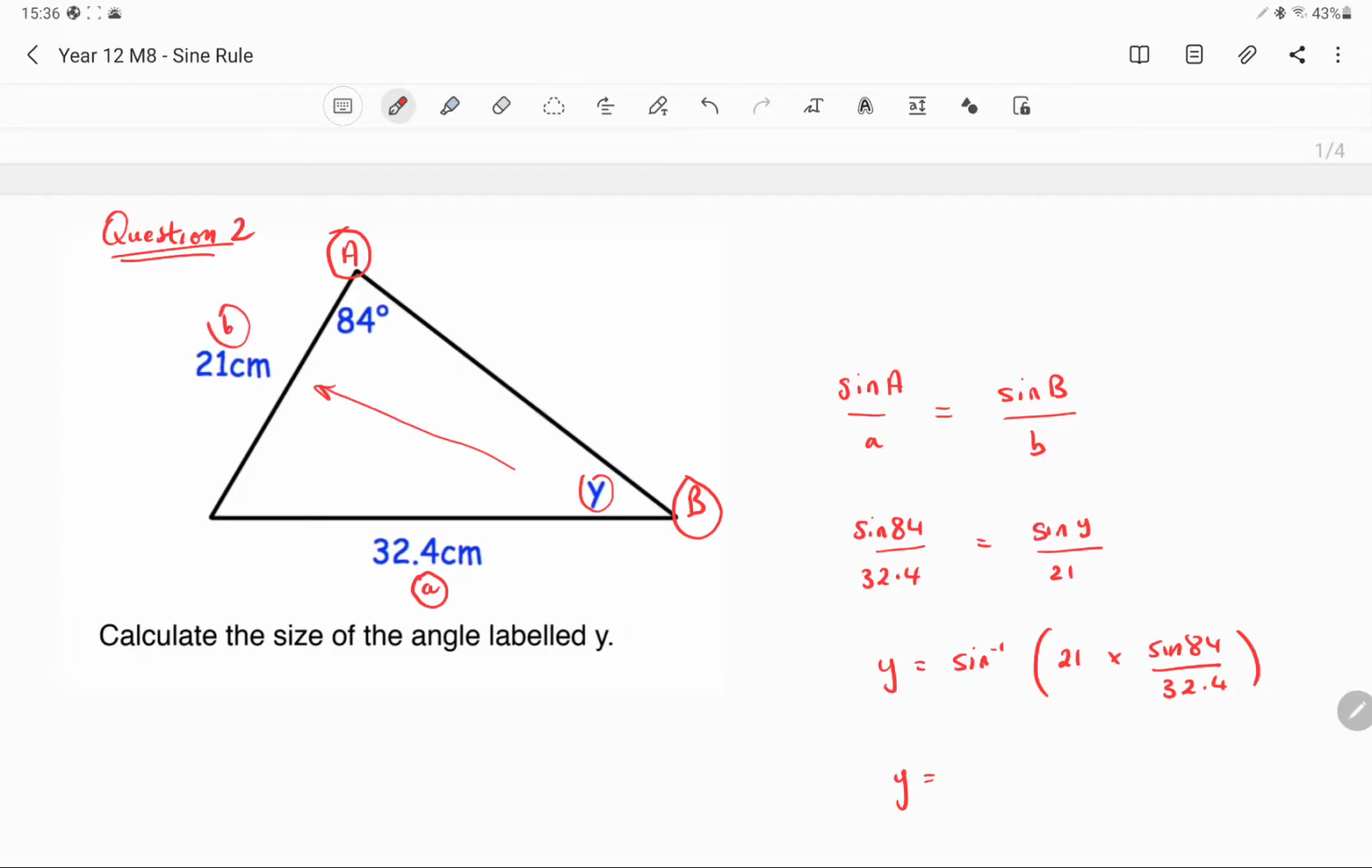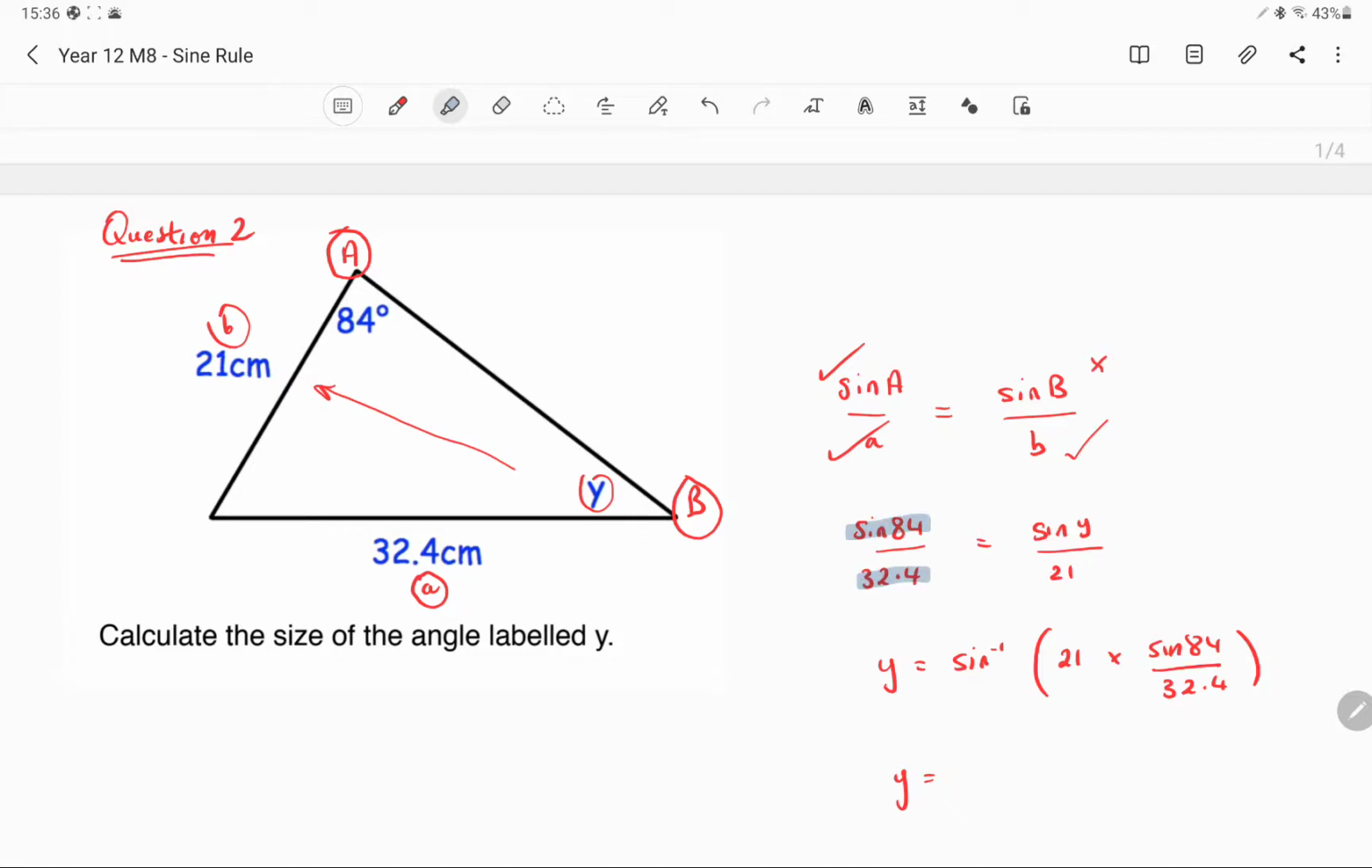So sine A over A is equal to sine B over B. So we know sine A and we know A. We know B, but we don't know sine B. That's what we're looking to find out. So plug in what you have. Sine of A is sine of 84.